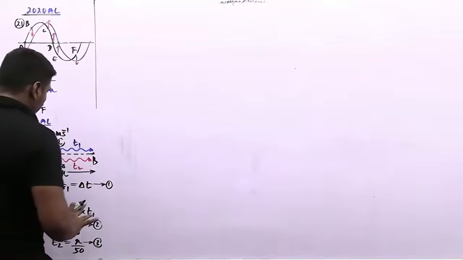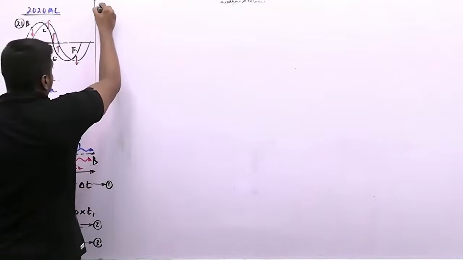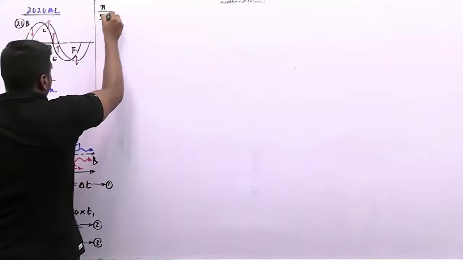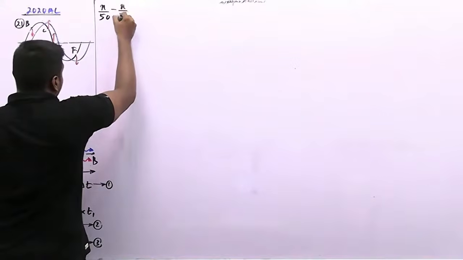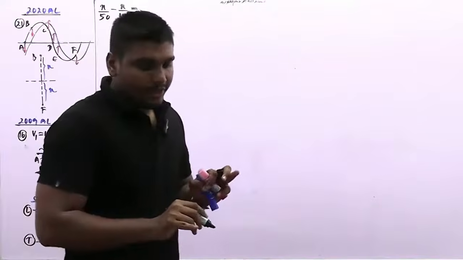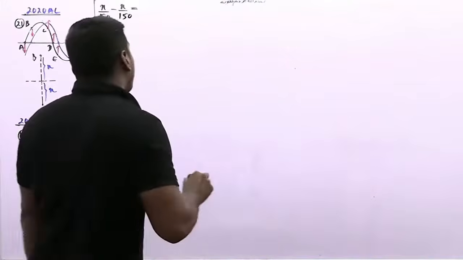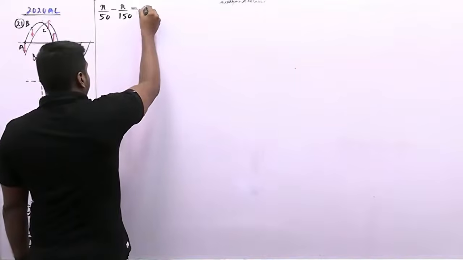Right. Then T2 minus T1. T2 is going to be x over 50. So x over 50 minus T1, which is x over 150, must be equal to delta T. How much is that? 4 into 10 to the power minus 3.